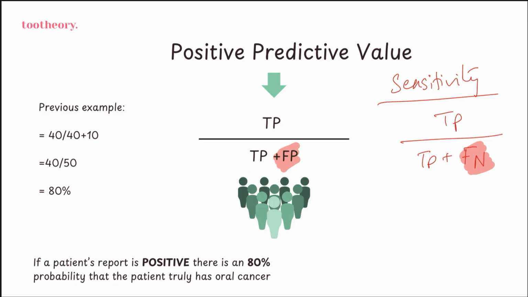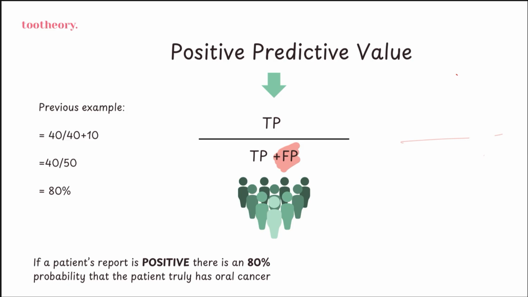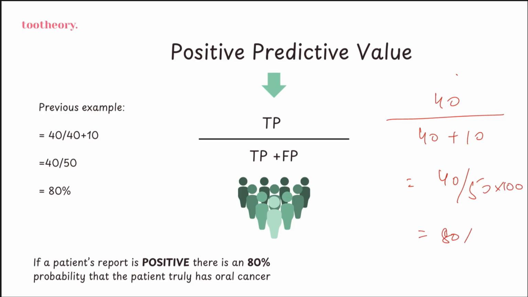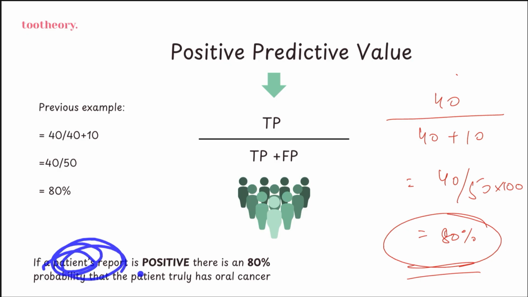So let's calculate the answer of our previous example. We had 40 true positive people, and then we had 40 plus 10 false positive people, which is 40 by 50 into 100, which is 80%. So our positive predictive value will be 80%. Now, what does this value mean? This value means that if the patient's report is positive, there is an 80% probability that the patient has cancer.